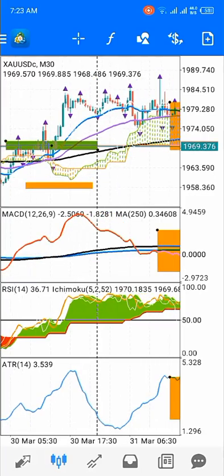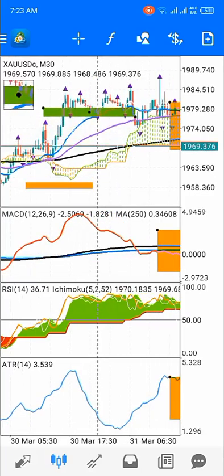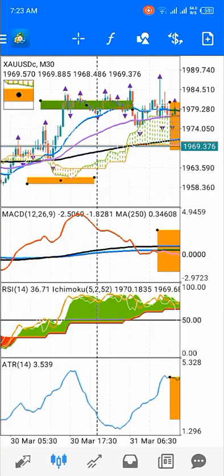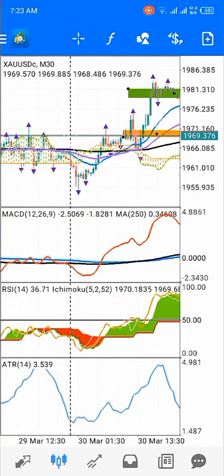So on the screen, you see price going up, and as it goes up, you move the stop loss along into the profit area.